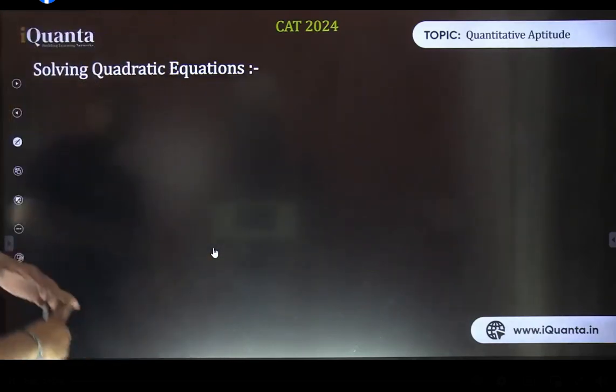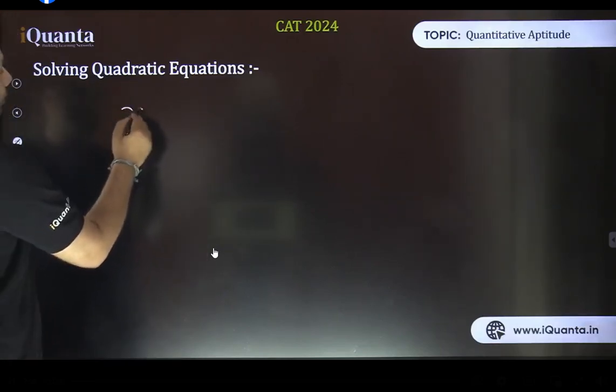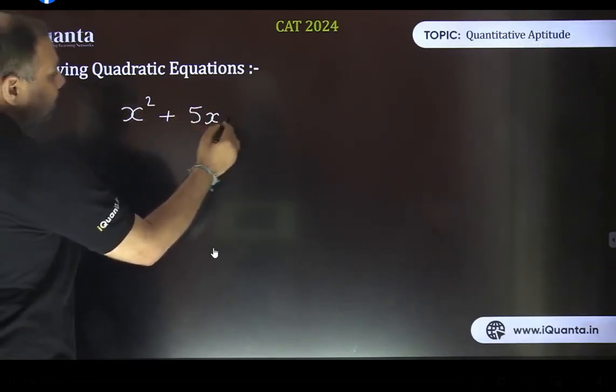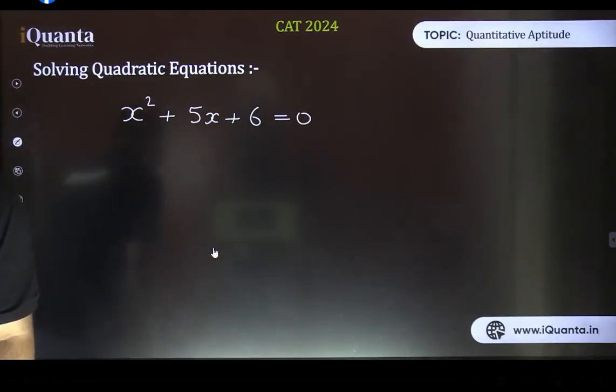Fine? Okay, so now solving quadratic equations. So let me take an example. If we are having an equation x square plus 5x plus 6 equals 0. Can you quickly solve it and find the answer, please?